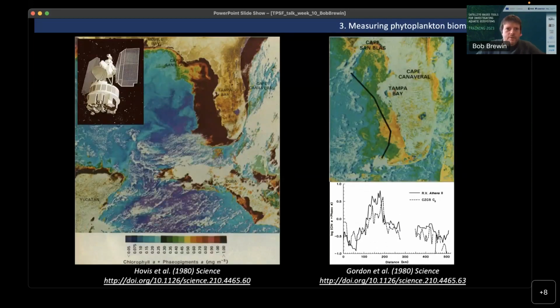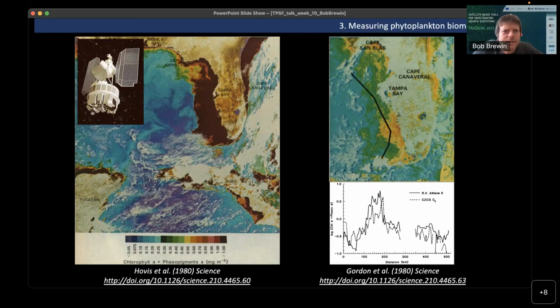So some of the first satellite observations of chlorophyll A concentration came with the launch of the Coastal Zone Color Scanner by NASA in the 1970s. And sort of illustrated in these two publications by Hovis and Gordon in Science in 1980. And this was really revolutionary at the time. Among the first examples of how we can use satellite observations to monitor the biomass of phytoplankton over large scales.